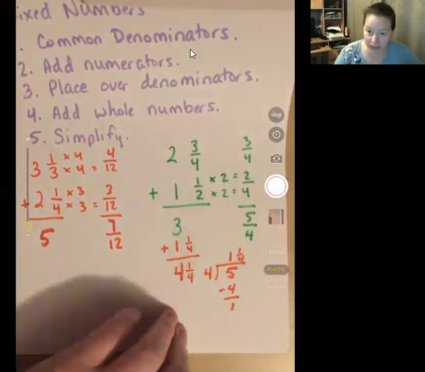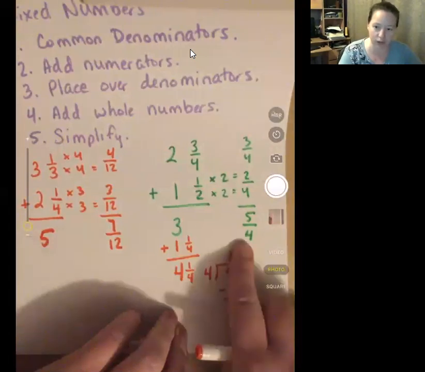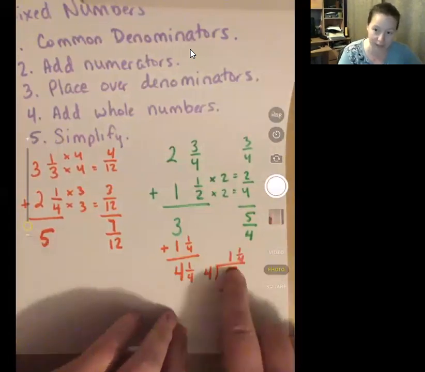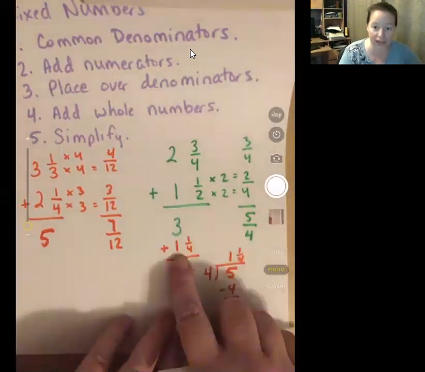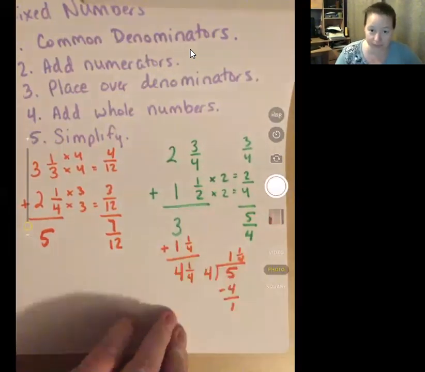Do you see what I did there? I had to take out, because this is an improper fraction, so I had to make it into a mixed number, and then I had to add that mixed number onto the whole number that I have already gotten. Okay?